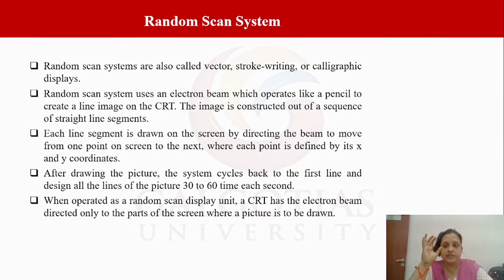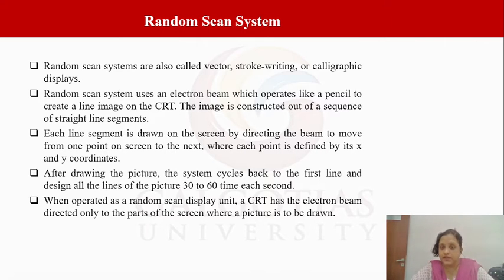Just like when we start to draw an apple, suppose, we take the pencil and start to draw a small curve, then a large curve, then round, then its leaf and all, in sequence. Just like that, random scan system uses an electron beam which operates like a pencil to create a line image on the CRT. Each line segment is drawn on the screen by directing the electron beam to move from one point on the screen to the next, where each point is defined by its x and y coordinates.